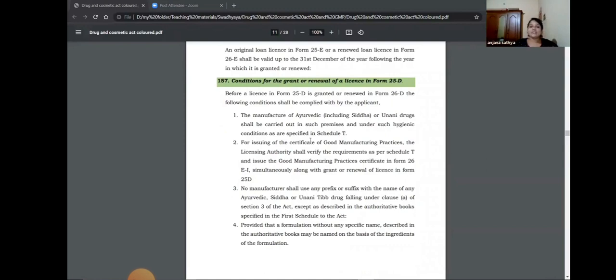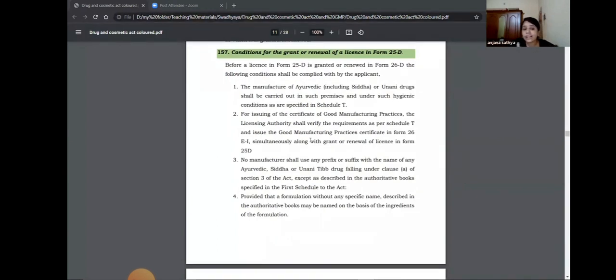Then next is the conditions of the grant or renewal of license in 24D. So those are the conditions that have to be complied with before you get the license. The first one is you have to follow the GMP that has been explained in Schedule T of the Drug and Cosmetic Rules. Next, no manufacturer shall use any prefix or suffix with the name of Ayurveda, Siddha and Unani medicine which has been explained in the authoritative textbooks. You have to use the exact name that has been explained in the textbook.